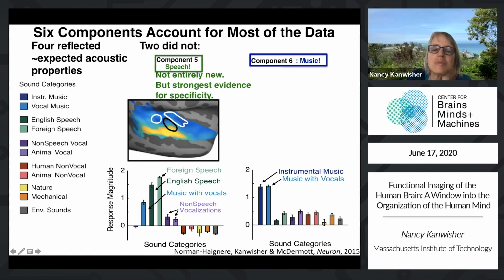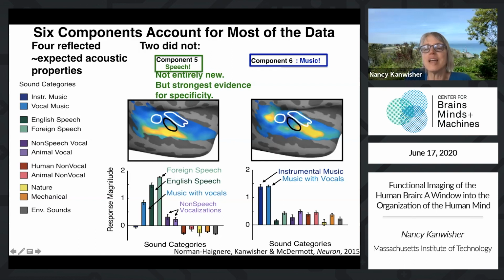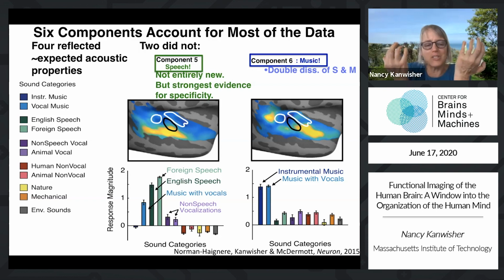And what you see here is the speech component is just below it, okay? The music component is just in front and behind that part of auditory cortex. So this is awesome because now we have what's known as a double dissociation of speech and music in the brain.